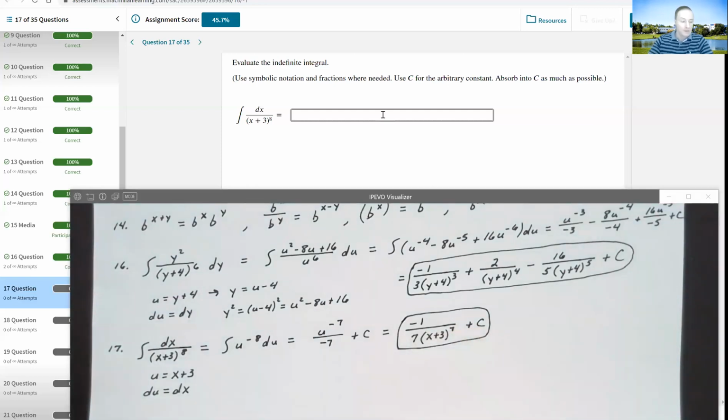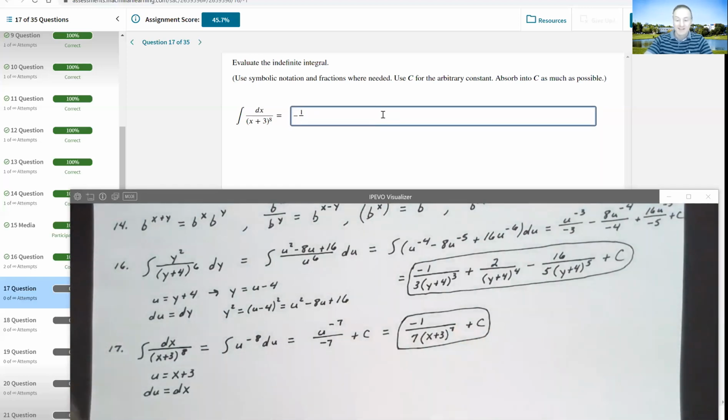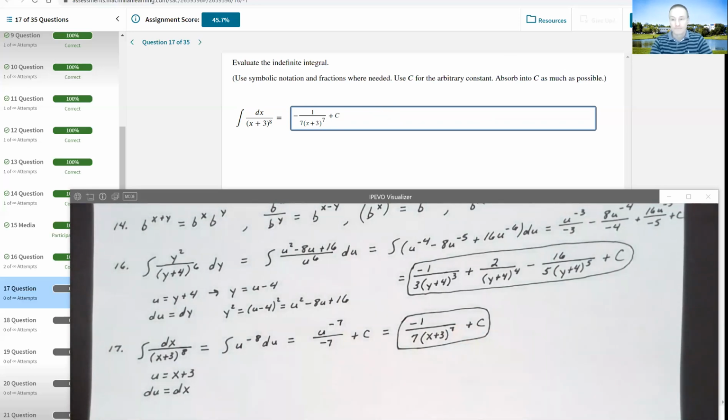Final answer here, we'll have our negative 1 over our 7 times the group x plus 3, and we have that group raised to the 7th power, plus our constant of integration. Final answer.